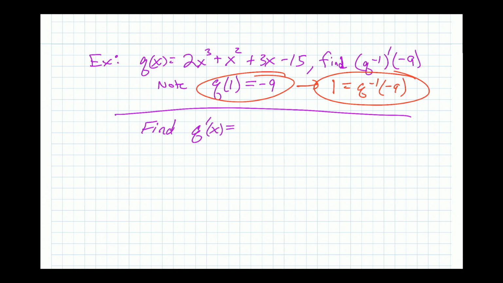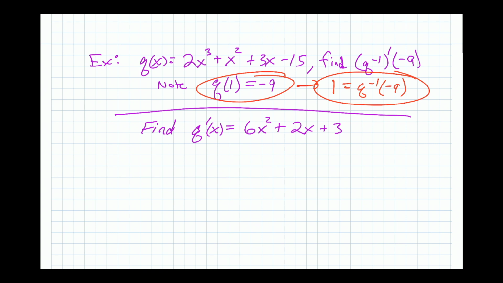So what's Q prime? Well, it's just the derivative of a polynomial, easy peasy. So we got 2x cubed, so the derivative is 6x squared. Derivative of x squared is 2x. Derivative of 3x is 3. Derivative of negative 15 is 0. There's my derivative. All right, now let's use the formula.